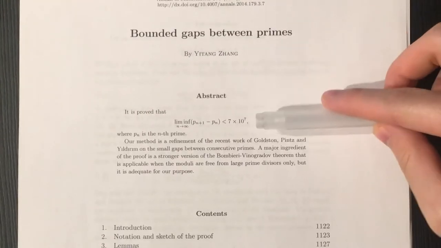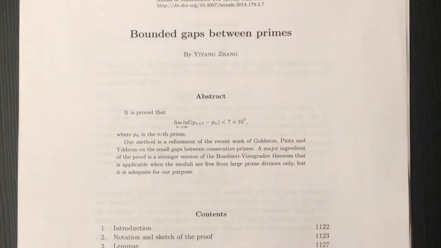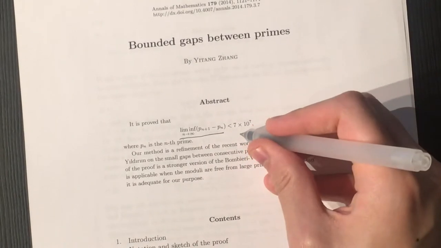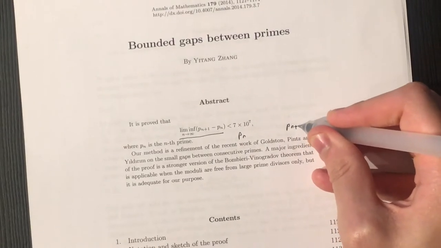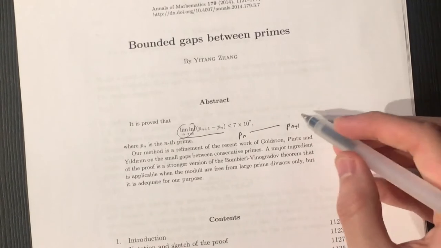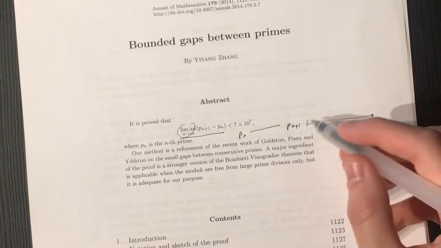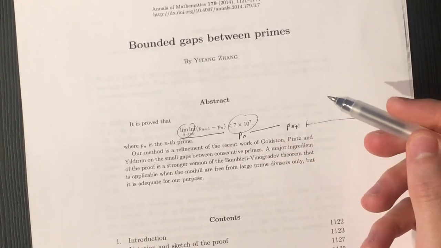Bounded gaps between primes. The main result is the limit inferior of p_{n+1} minus p_n. Essentially what this means is that the gaps between primes, this is p_n and here's p_{n+1}, this gap, we're taking the limit. So what this means is that past any point that you pick, there are still infinitely many of these gaps which are less than 70 million. And that's his main result.